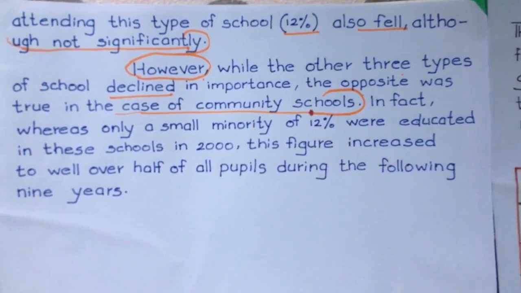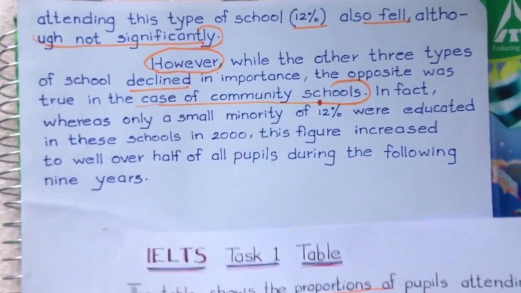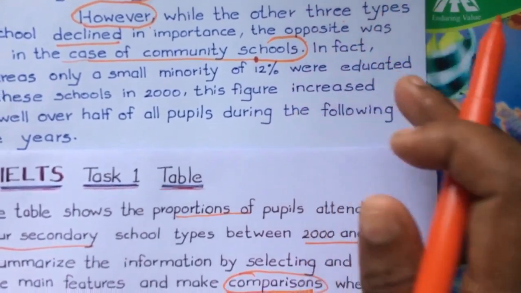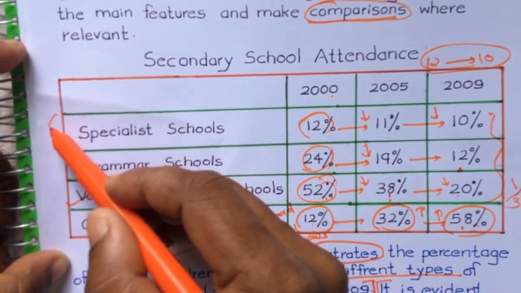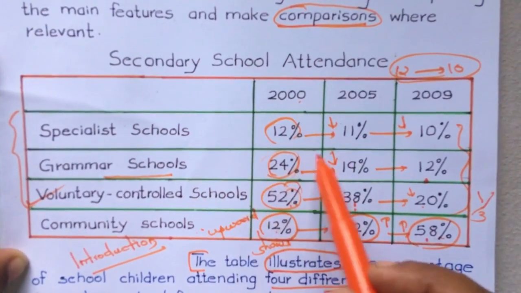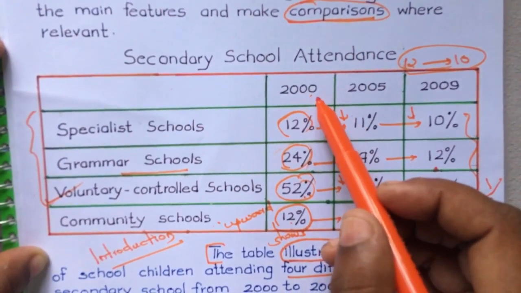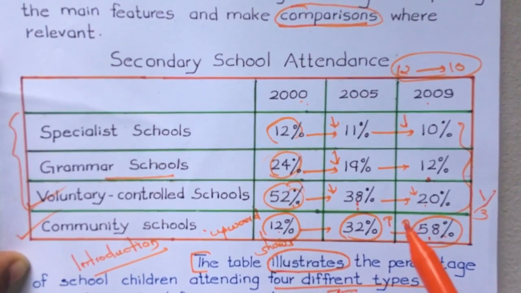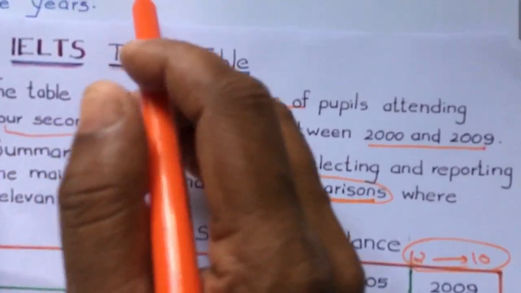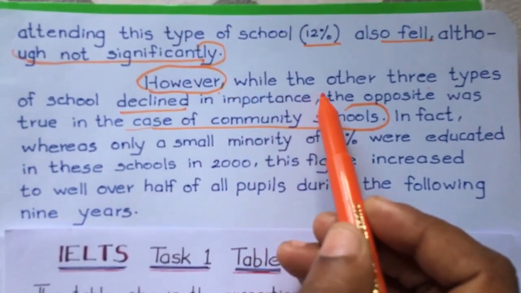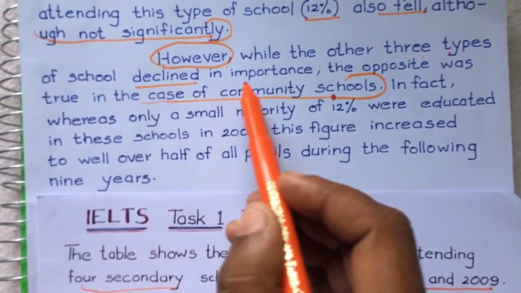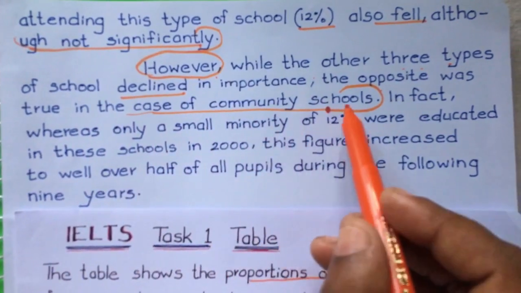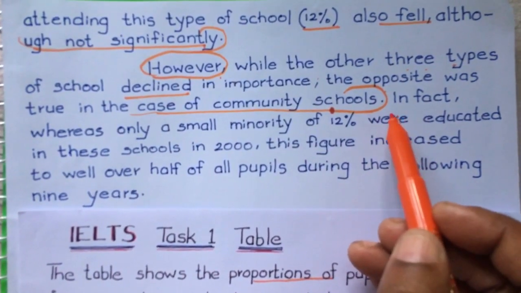So that's an important fact. You can see from this graph also how this trend is going. You can see from here that three schools' attendance has dropped over the years from 2000 to 2009. However, the community schools' attendance has increased. The same thing I am going to say over here. However, while the other three types of schools declined in importance, the opposite was true in case of community school. Got it? This is very simple.